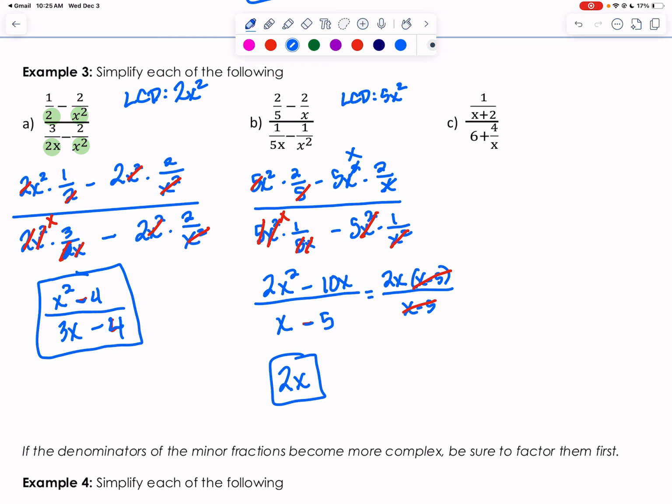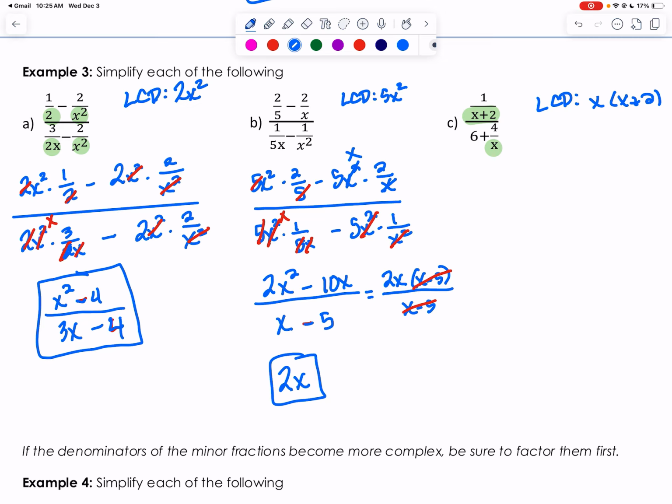Now, something unique happens in problem C. So I want to do this one with you because on this problem, we have a constant of 6, and I just want to show you what happens when you encounter that. So again, the first step is always the same. Look at your denominators and identify the LCD. So LCD here is going to be x parenthesis x plus 2. Okay. Your next step is to write out the multiplication by the LCD.